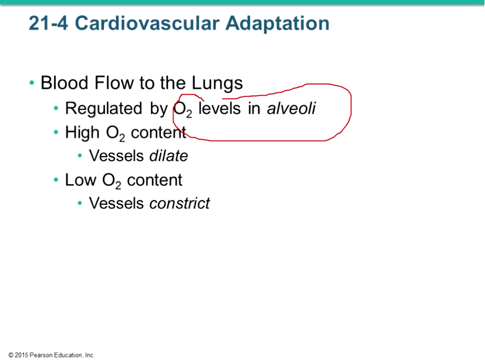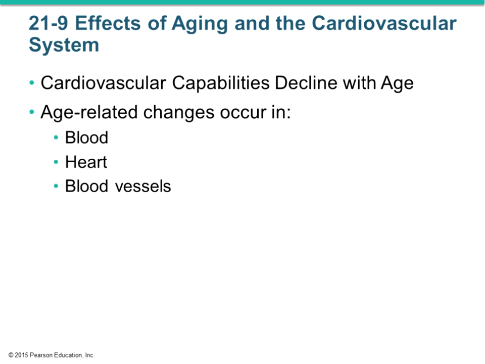Blood flow to the lungs is regulated by oxygen levels in the alveoli, right? If you have high oxygen content, vessels dilate. Low oxygen content, vessels are going to constrict more to try to push more blood to those locations. Okay? Last thing we'll wrap up here with, just a few slides, is the impact of aging.